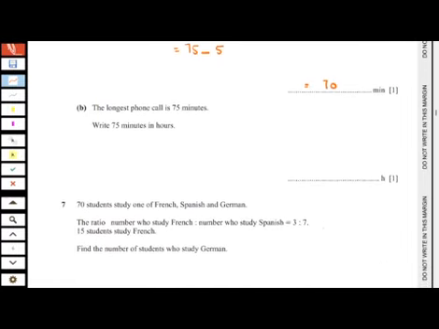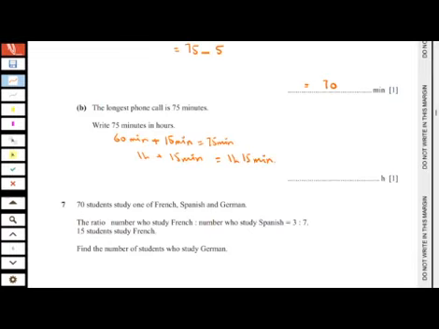Part B, question number 6, part B. The longest phone call is 75 minutes. Write 75 minutes in hours. Firstly, we break 75: 60 minutes, that is equal to 1 hour, plus 15 minutes. 60 minutes plus 15 minutes equals 75 minutes. 60 minutes is equal to 1 hour, plus 15 minutes. So 75 minutes is 1 hour 15 minutes.